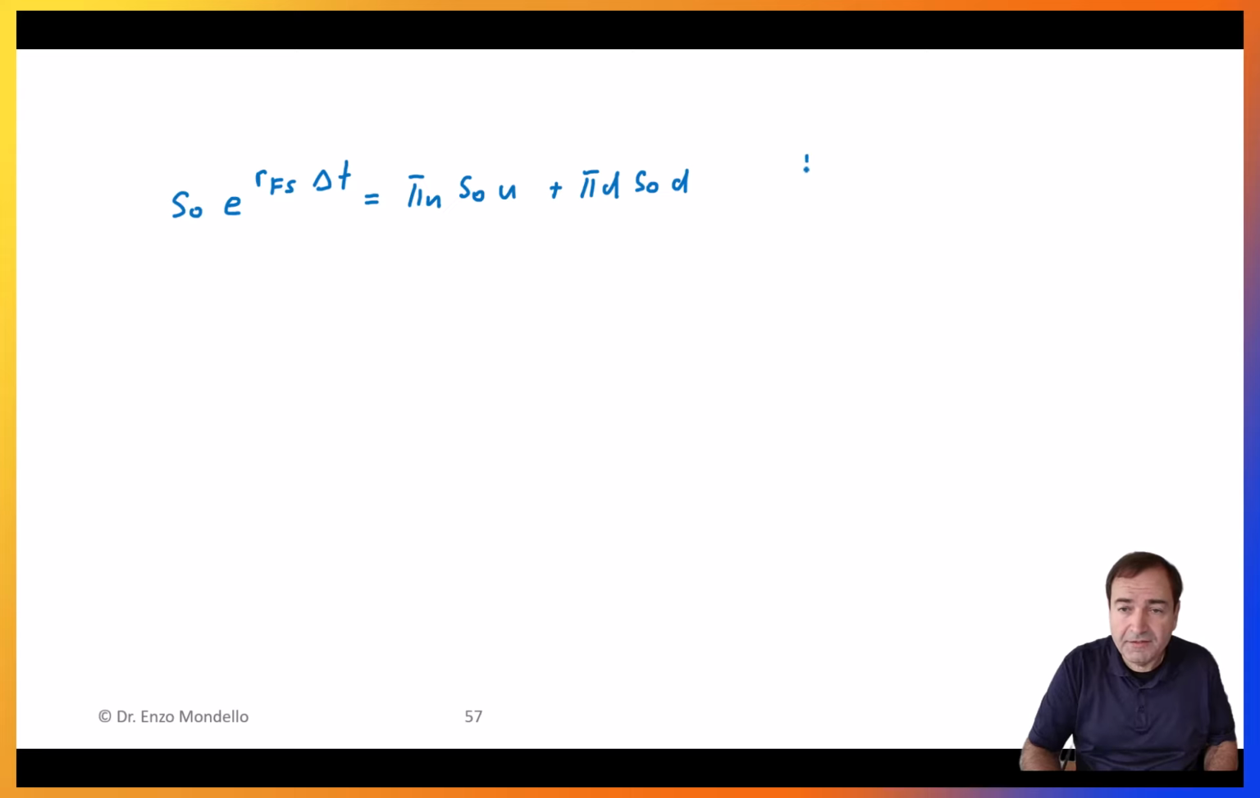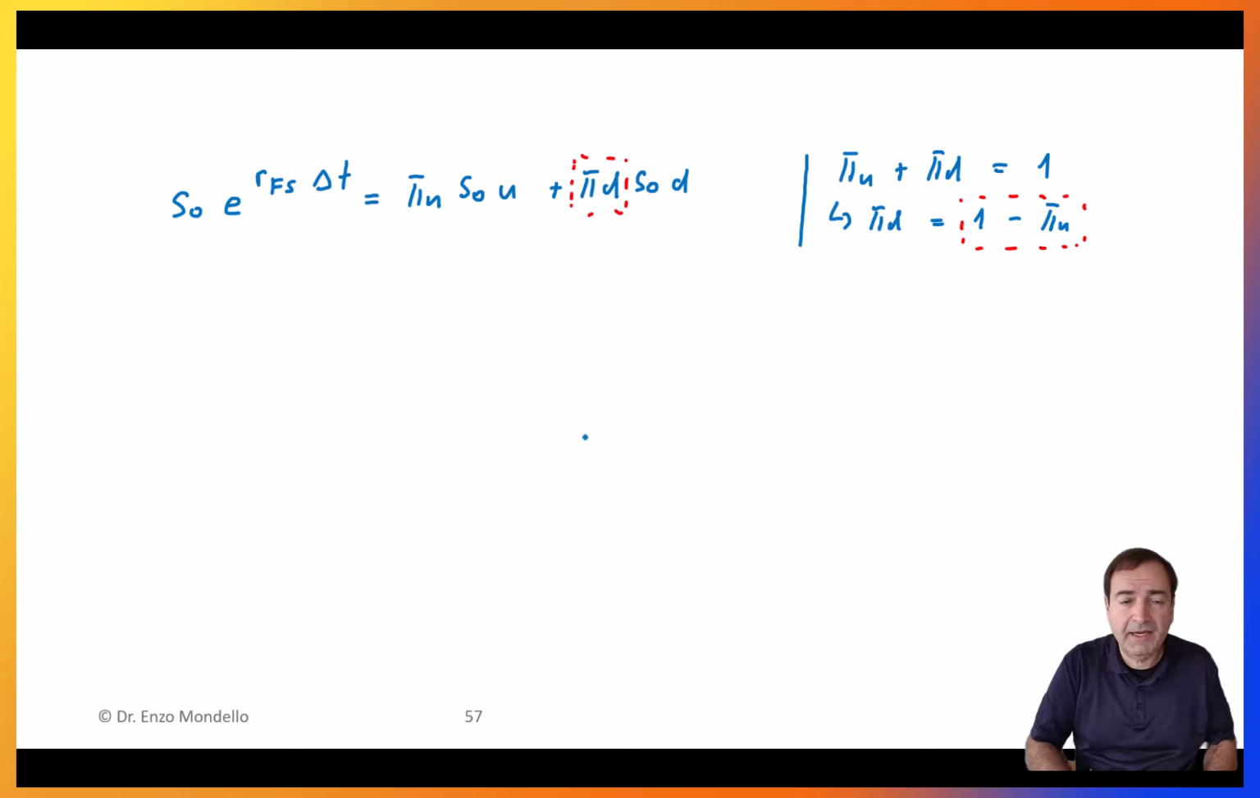Please note that the sum of the risk-neutral probabilities is 1. So we take the risk-neutral probability of an up move plus the risk-neutral probability of a down move, that equals 1. And if you rearrange this equation according to the risk-neutral probability of a down move, then we get 1 minus the risk-neutral probability of an up move. And now we can replace in the equation the risk-neutral probability of a down move by 1 minus the risk-neutral probability of an up move.